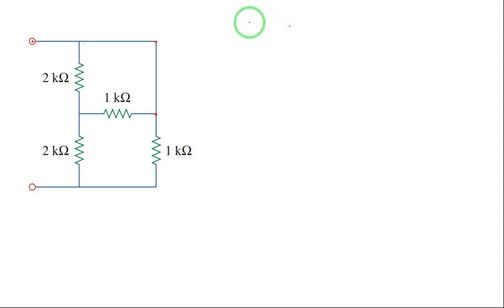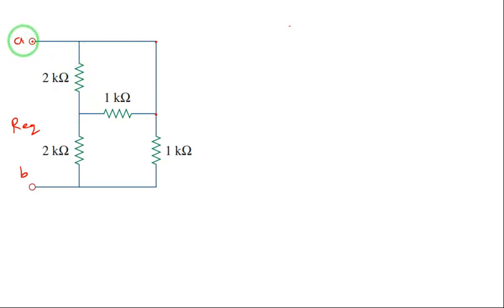Hi friends, in this video I am going to discuss two important models regarding equivalent resistance calculation. Between these two terminals, let them be A and B, we need to calculate the equivalent resistance. So before solving, we need to understand which elements are in parallel and which are in series.